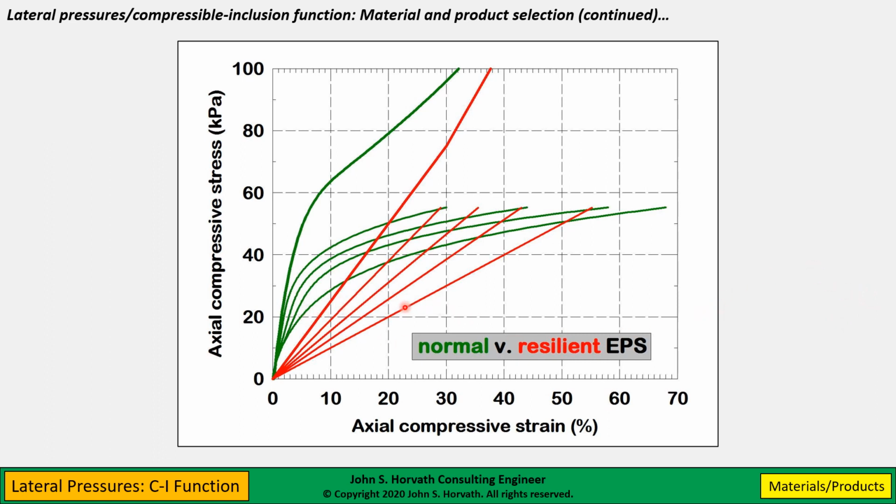Number one, in compressible inclusion applications, resilient EPS is the material of choice. Under the stress levels we're talking about that we see with lateral earth pressure applications, it is, for a given unit thickness, much more compressible than normal EPS block. Number two, we should consider the creep behavior. Again, creep is our friend.